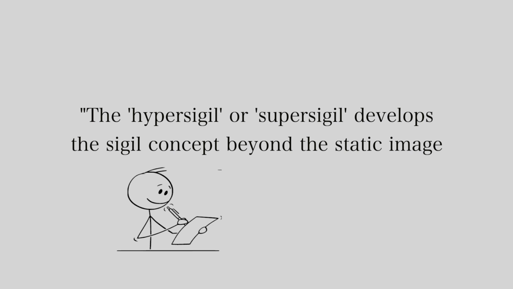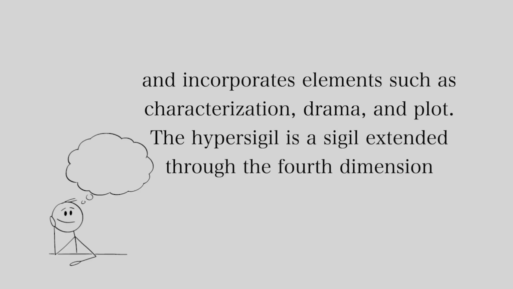So I'm going to read to you in his words what he feels a hypersigil is. The hypersigil or super sigil develops the sigil concept beyond the static image. The static image meaning our typical art, the things that we draw. These are things that are pictures and they ultimately don't move. They're just pictures that we draw on different forms of media. Incorporates elements such as characterization, drama, and the plot. The hypersigil is a sigil extended through the fourth dimension, and what that means is it implies something that has a greater effect on our lives, something that has manifested beyond the 3D into 4D.